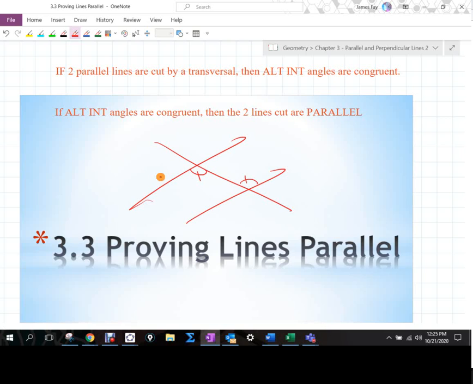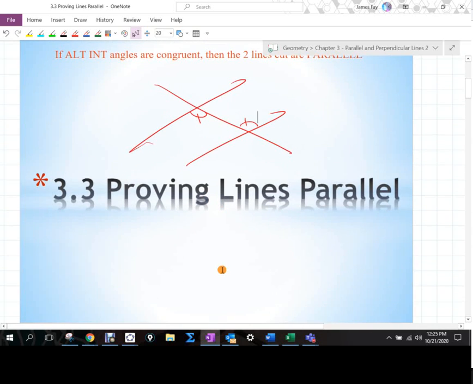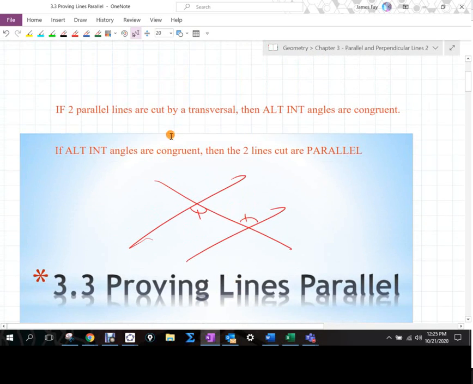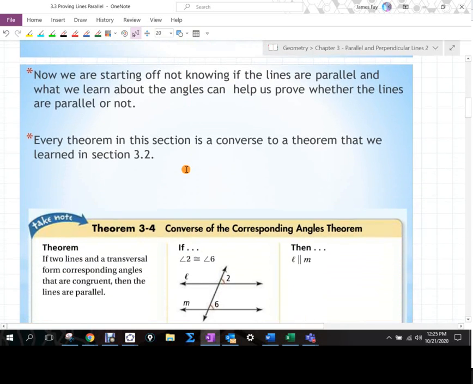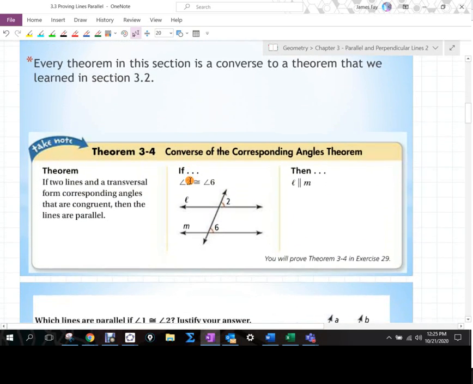I think if I was writing a textbook, I would not have this as a section, and 3.2 would not have been a separate section. I would have written them as an if and only if statement, as a biconditional. I would have said if two parallel lines are cut by a transversal, if and only if alternate angles are congruent, and that would allow me to incorporate both sections into one. But that's what this theorem is getting at.